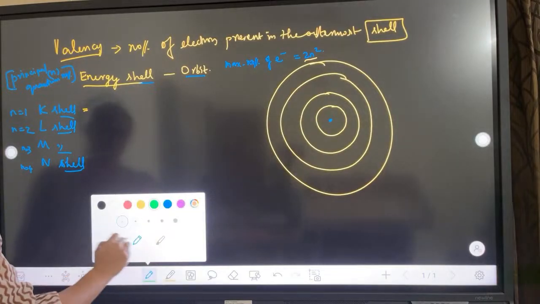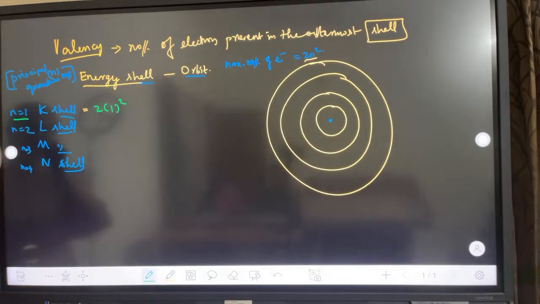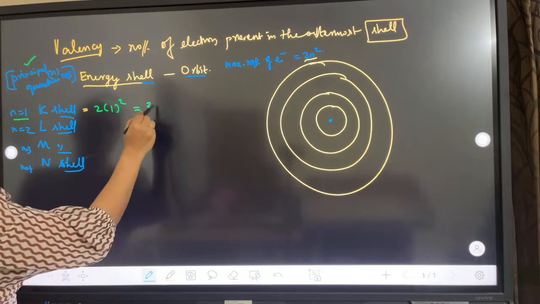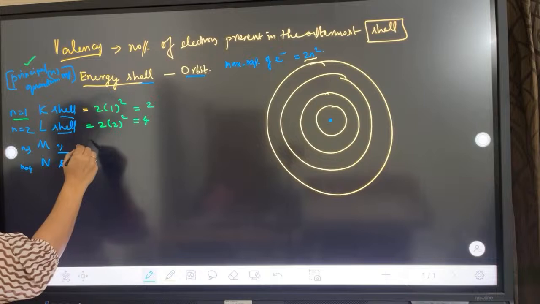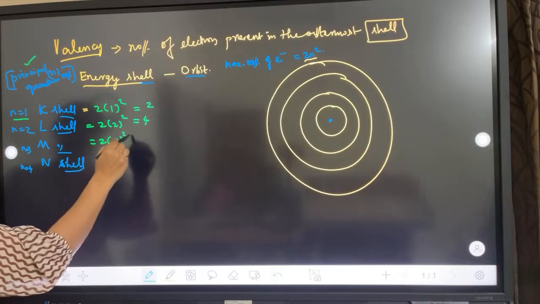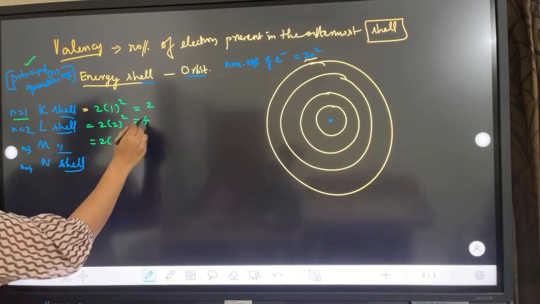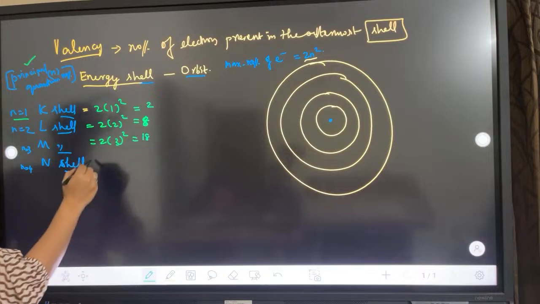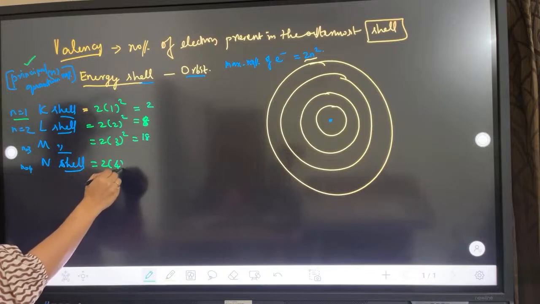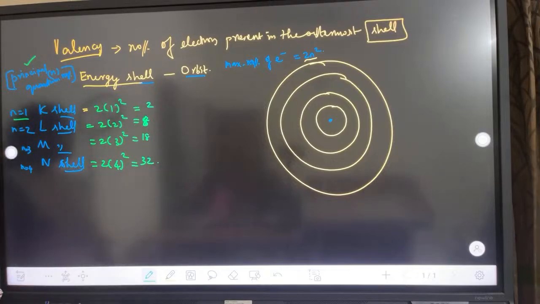What is that? 2 into 1 square. In the place of n, you have to substitute 1, the principal quantum number. So that is equal to 2. Then 2 into 2 square, that is equal to 8. Then 2 into 3 square, that is equal to 18. Then 32. It goes on like that.